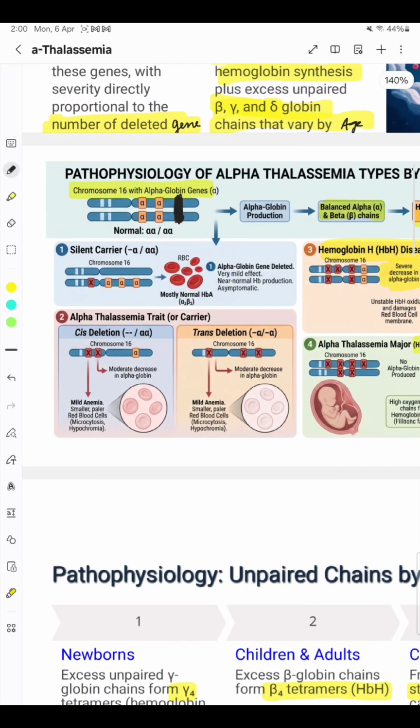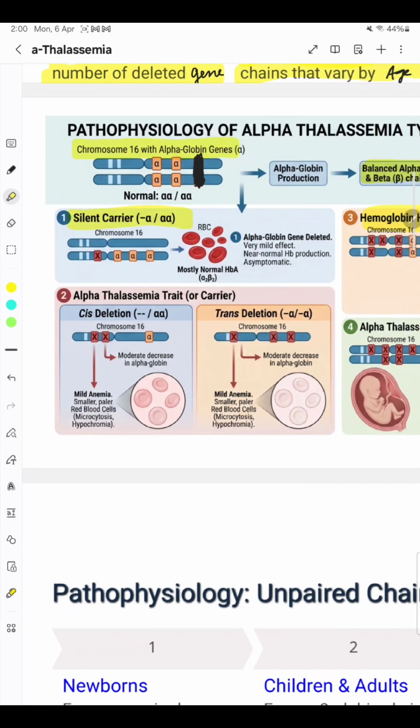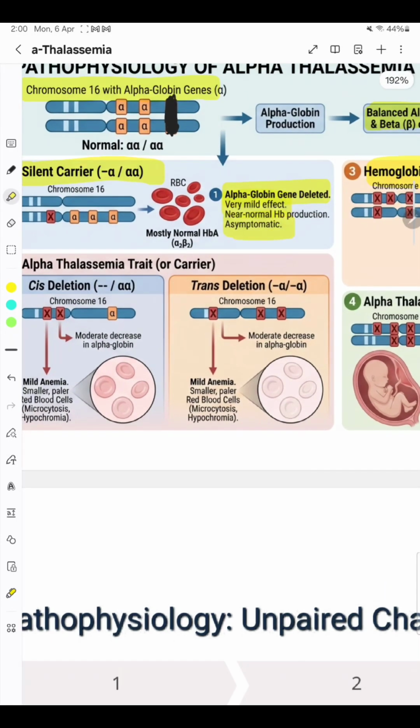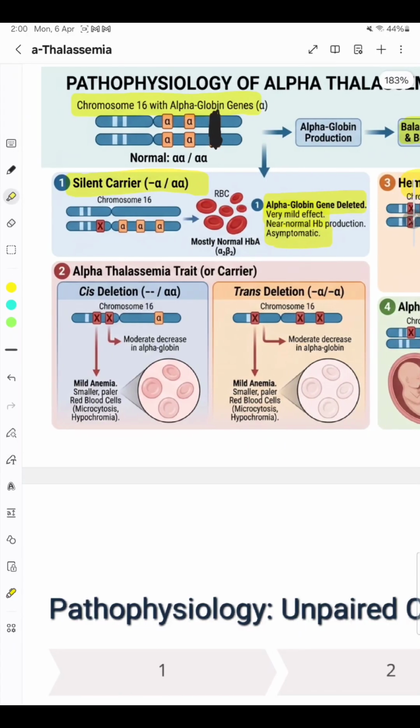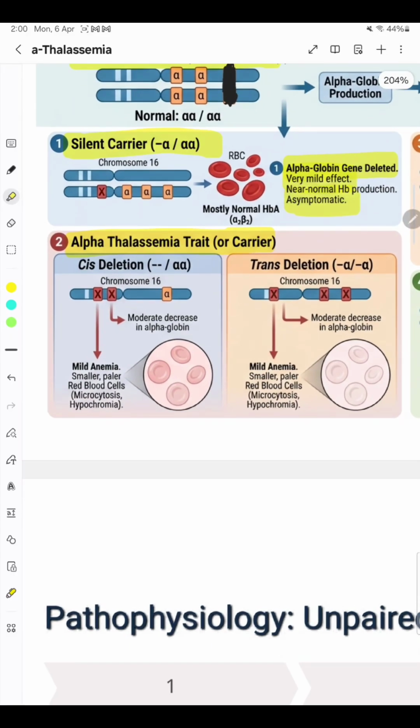So based on the number of deleted alpha globin genes, there are 4 types of alpha thalassemia. First condition is silent carrier, in which only one alpha globin gene is deleted. This is a very mild condition, mostly asymptomatic, and near normal hemoglobin production is seen in this condition.